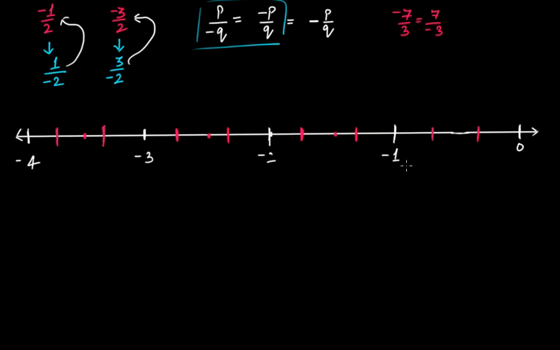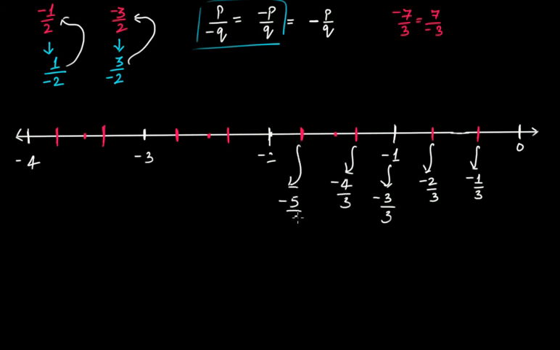So now this is minus 1 over 3. This is minus 2 over 3. And this is minus 3 over 3. This is minus 4 over 3. This is minus 5 over 3. This was 2, so this is minus 6 over 3. And this becomes minus 7 over 3. Right? So what was the next one?